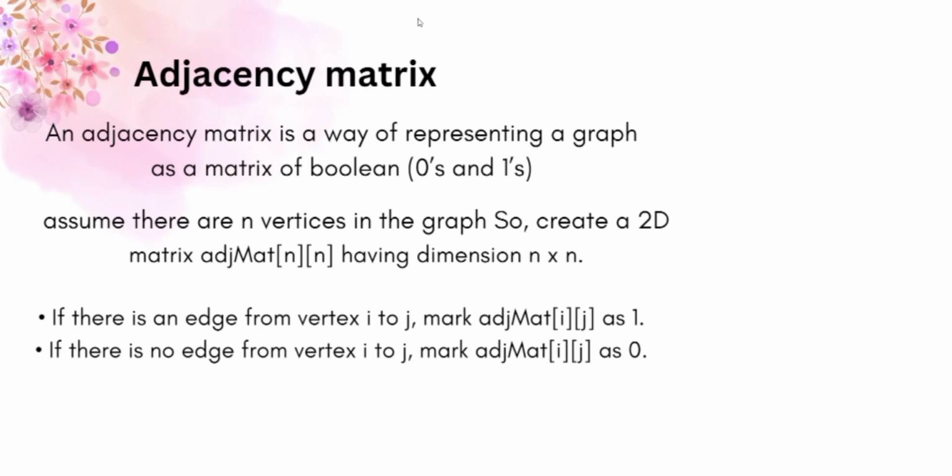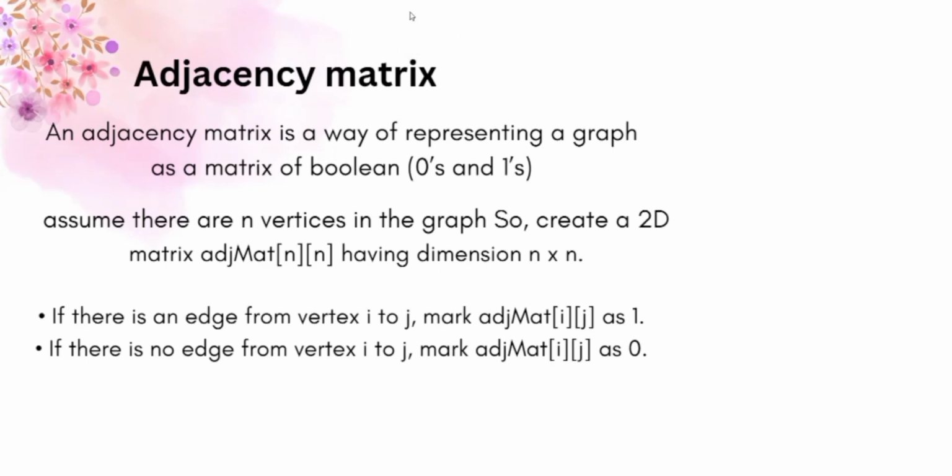To implement an adjacency matrix, we create a 2D matrix of order n cross n if there are n vertices in the graph. If there is an edge present between two vertices, we mark the adjacency matrix as 1. If there is no edge present between two vertices, we mark it as 0. Imagine a graph as a map with cities, that is vertices, and roads, that is edges, connecting them. An adjacency matrix is like a table that shows which cities are directly connected.